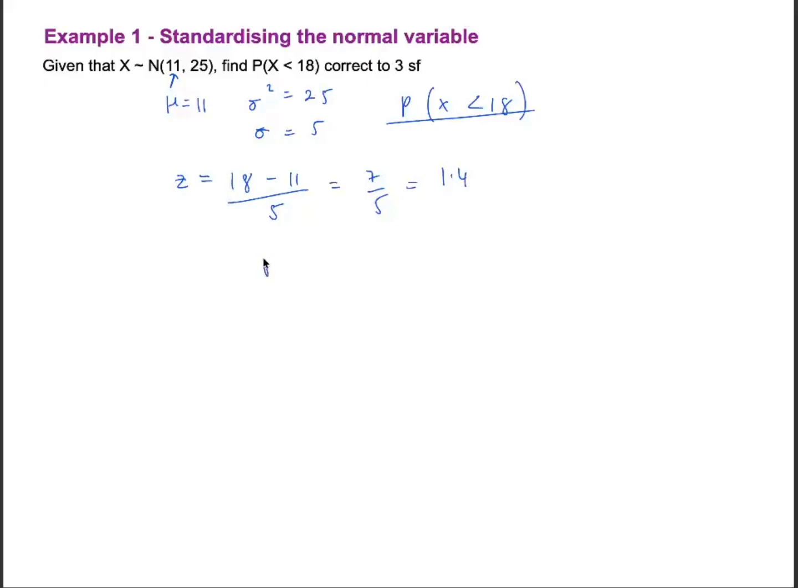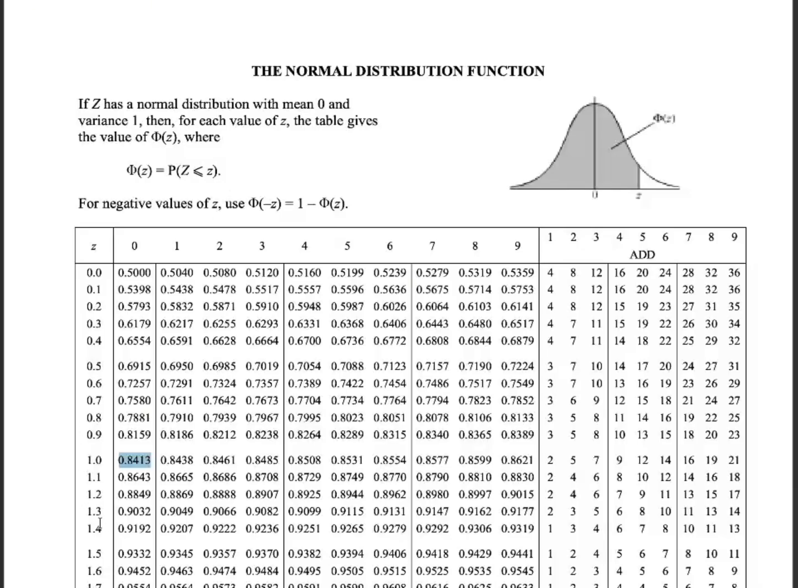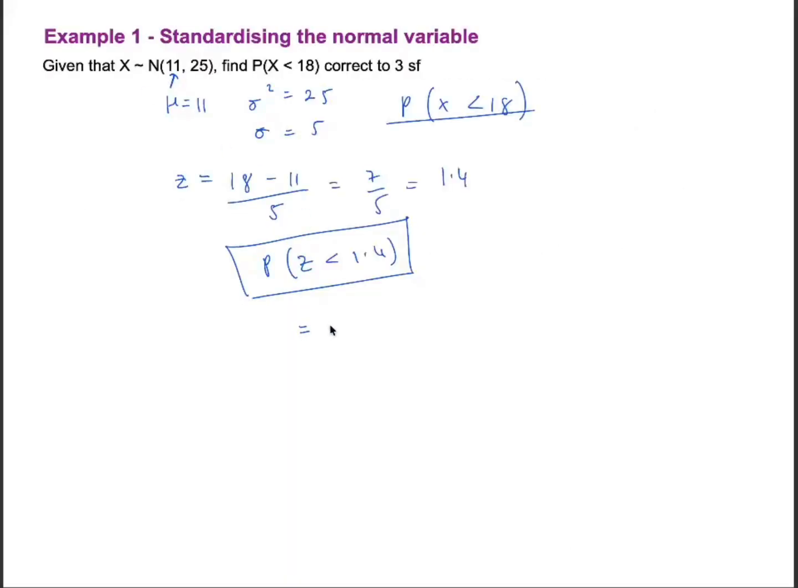Therefore, what we have right now is P of z less than 1.4, and we can find this by going back to our table and looking for this 1.4 value. Our 1.4 value is right here. Our second decimal point is 0, so it's just going to be this probability right here, 0.9192. Therefore this here is going to be 0.9192. That's going to be the probability of the random variable x being less than 18.